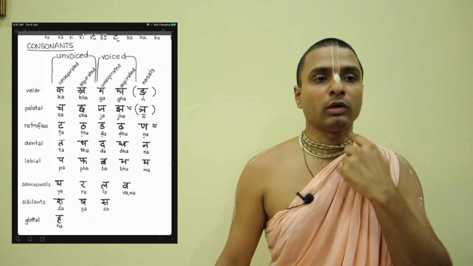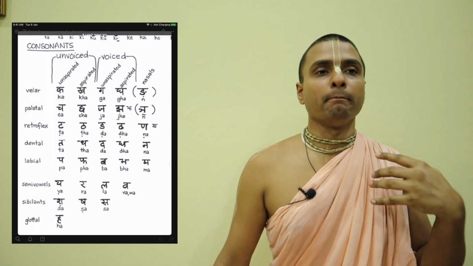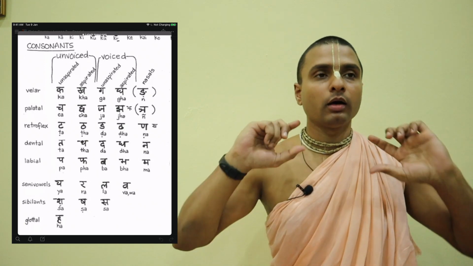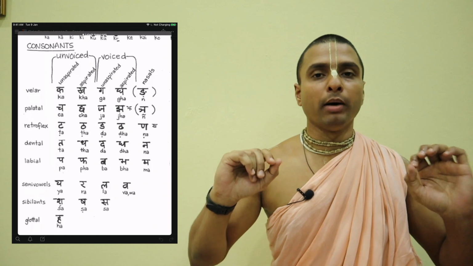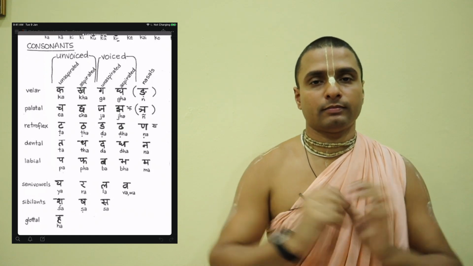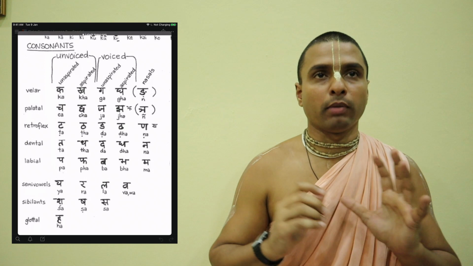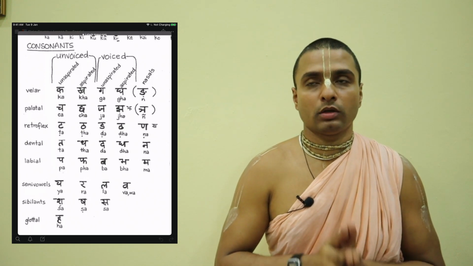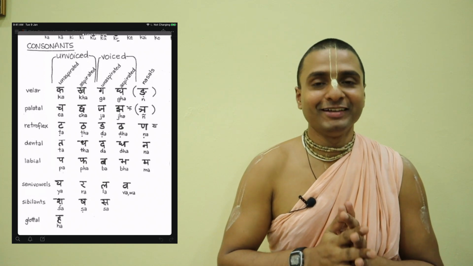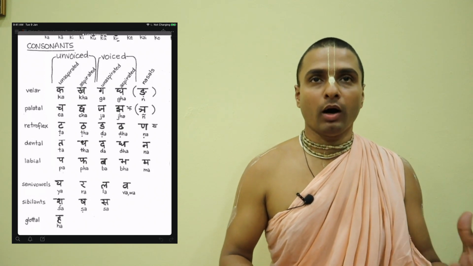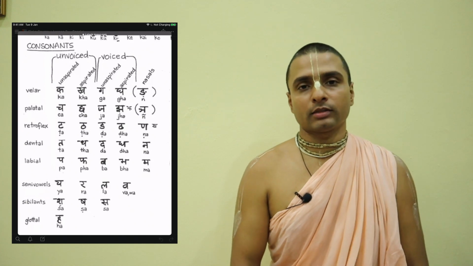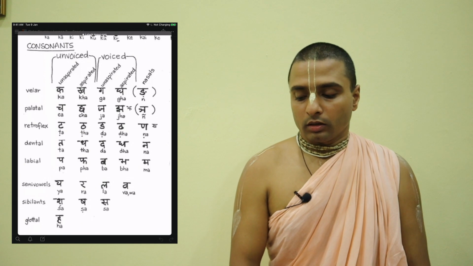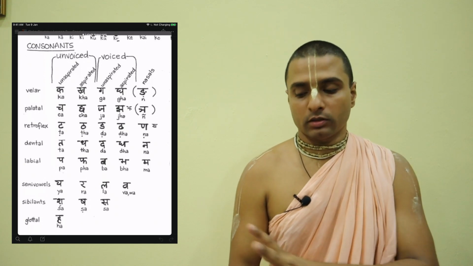So pa, and then ba. Same as pa, but with the deeper part of the throat. Ba. And then the same ba with force of breath. Bha. Not baha. Like clubhouse. Clubhouse. So bha. That's how it's pronounced. So this is unvoiced, aspirated, voiced, aspirated.